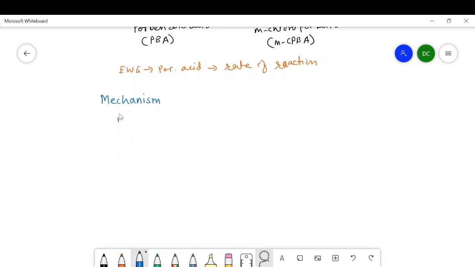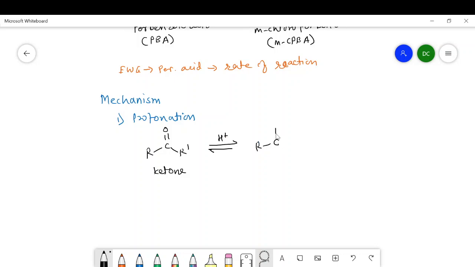First step, it is a protonation, and for that purpose I will write the structure of ketone, RCOR'. It is a ketone. When it undergoes protonation, it will give a corresponding carbocation. It is R', and here there is the presence of a positive charge.